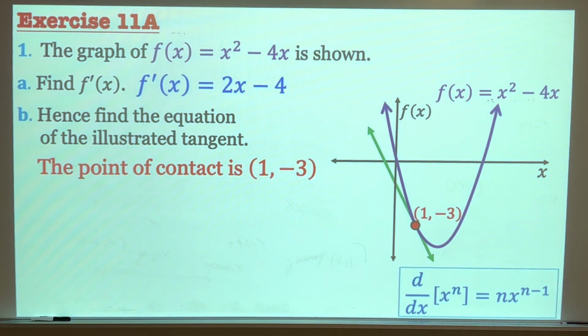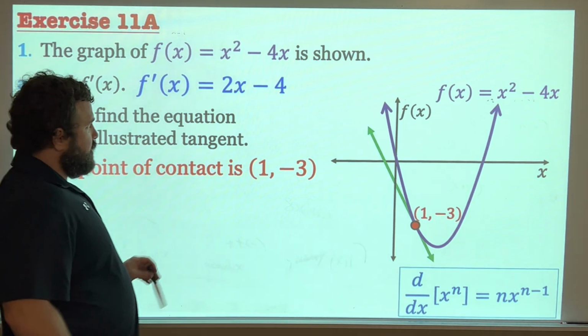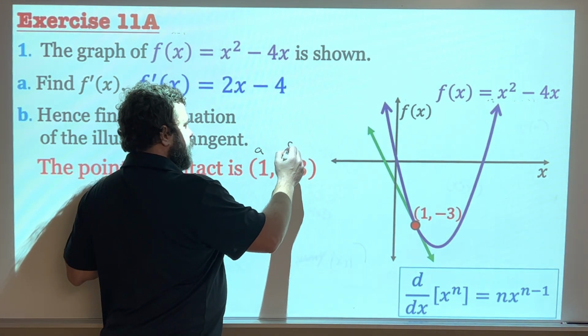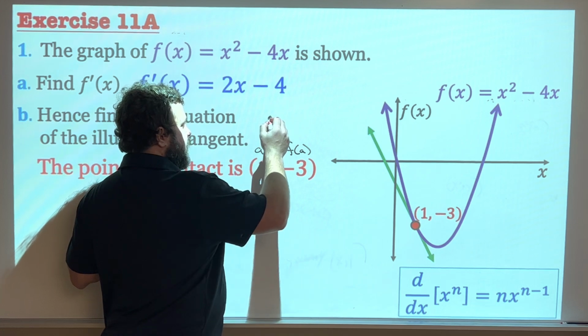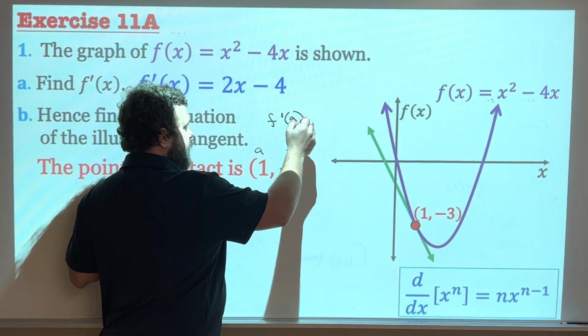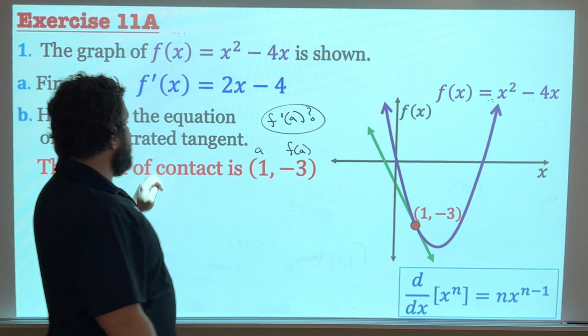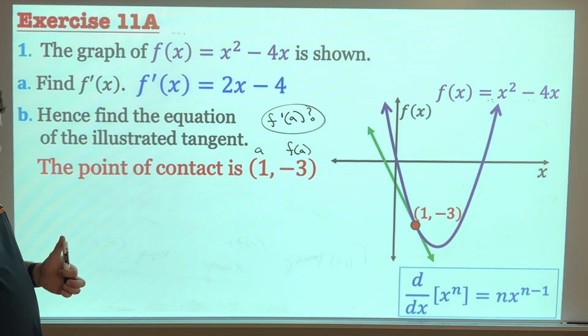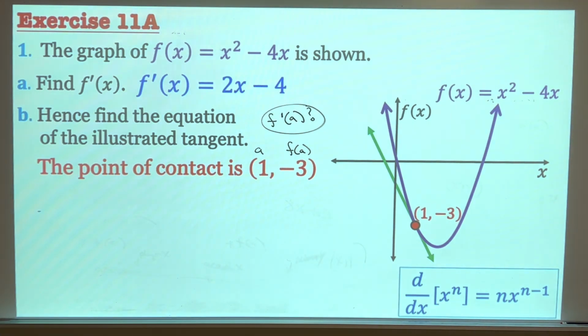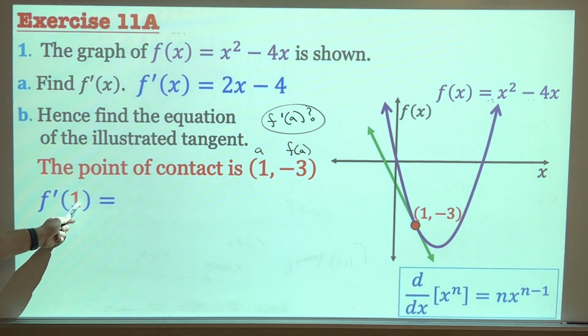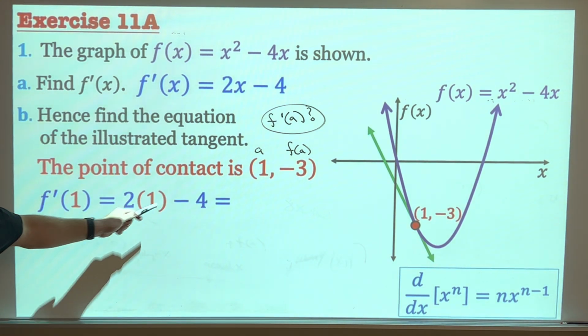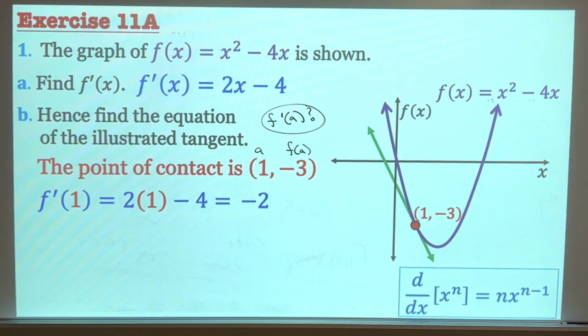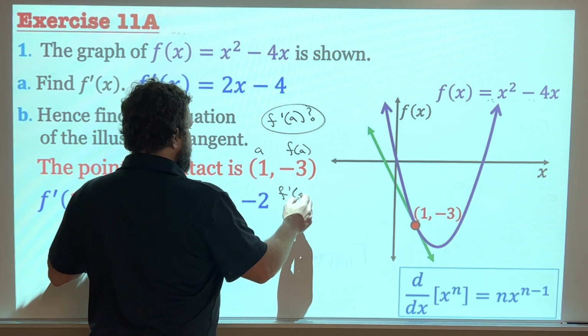So now that we found the point of contact, we have two things. We have our a and we have our f of a. So what do we need to find? We need to find f prime of a, which we don't know what that is yet. So how do we do that? We take our f prime and we plug in 1. So you're going to find f prime of 1, because this is our f prime of a. 2 times 1 minus 4, 2 minus 4 is negative 2. And this is my f prime of a.